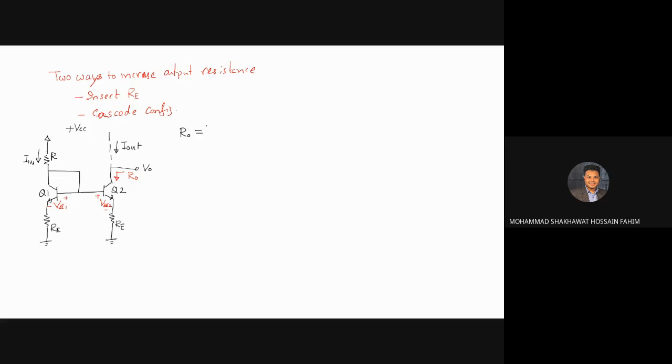R naught times (1 plus gm2 times RE in parallel with R pi). Before, the output resistance was only this small R naught. Now this is being multiplied by this factor, so that is much larger now.